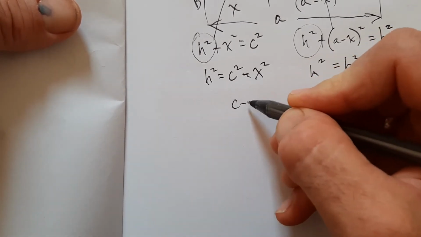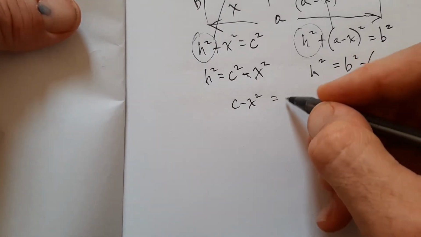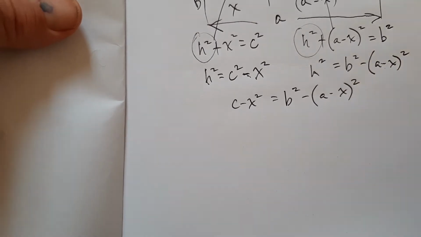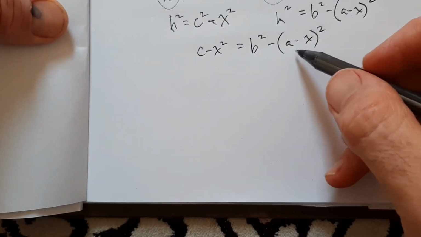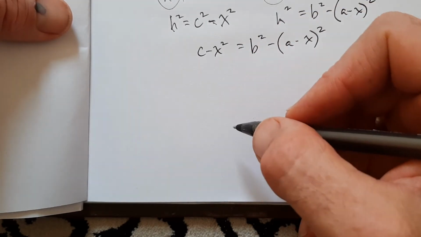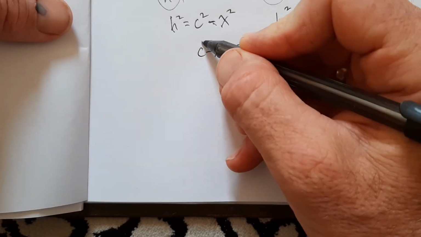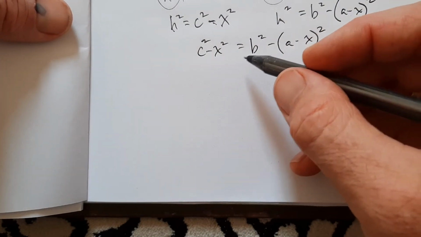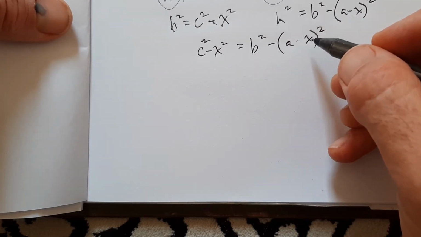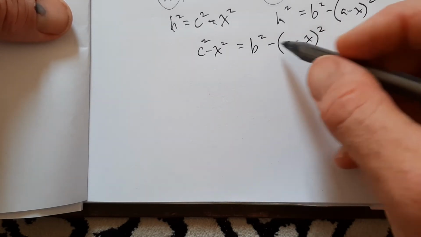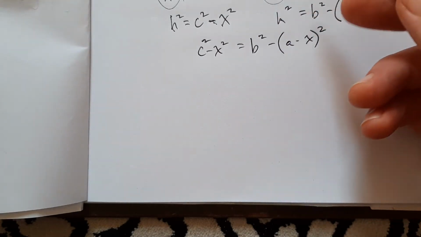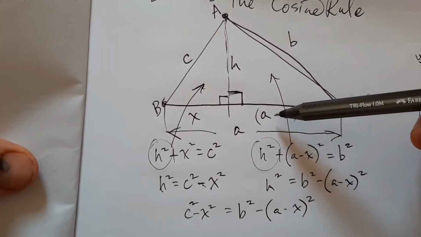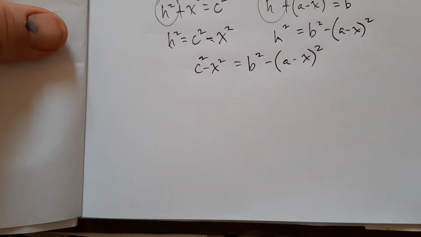Okay, so c squared minus x squared equals b squared minus (a minus x) squared. So let's expand this side. Oops, I'm sorry, this is c squared. Let's expand this side. Mine is going to come out with the letters different than the way they did it, but anyways, you can look at the way they did it. You'll see it comes out correctly.